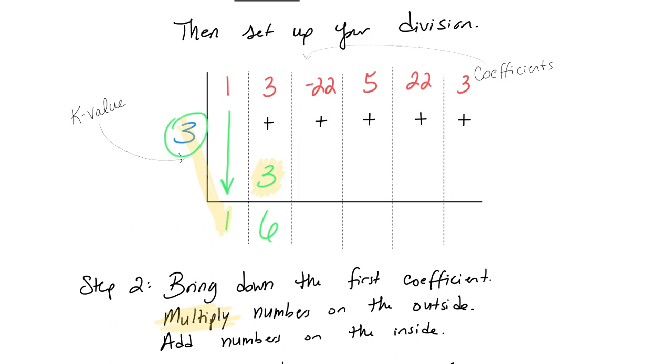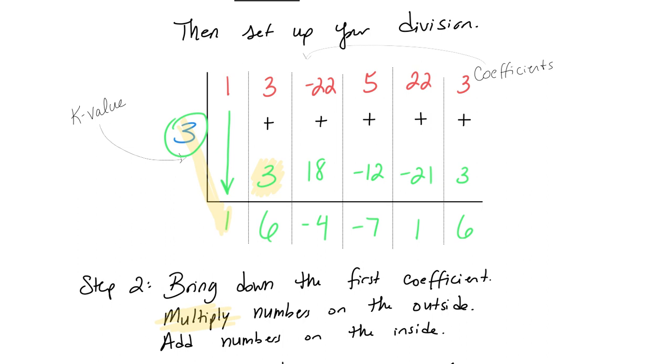Repeat again. Multiply that 3. 3 times 6, 18. Add them up. Negative 4. 3 times negative 4, negative 12. Add them up. Negative 7. 3 times negative 7, negative 21. Add them up. Multiply. And we get our answer. So that's the end of step 2. Multiply the numbers on the outside. Add the numbers on the inside.